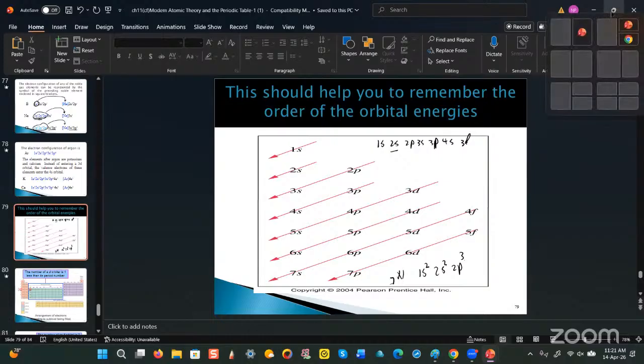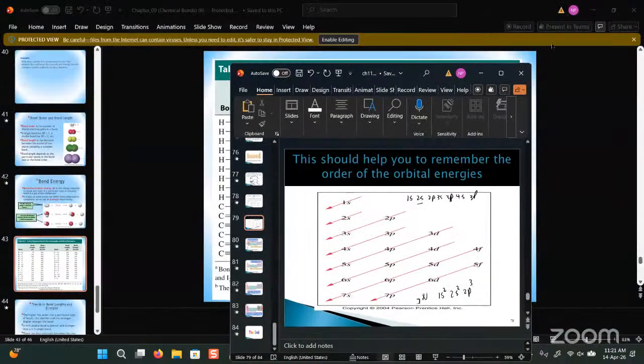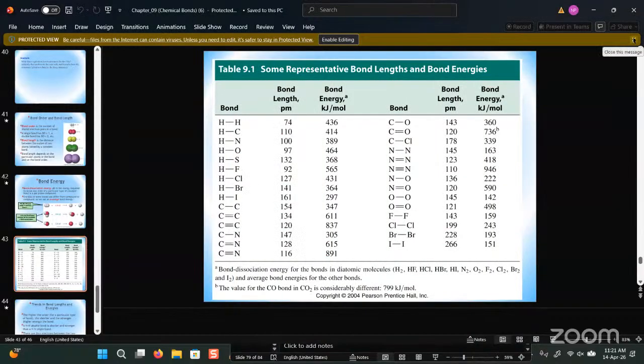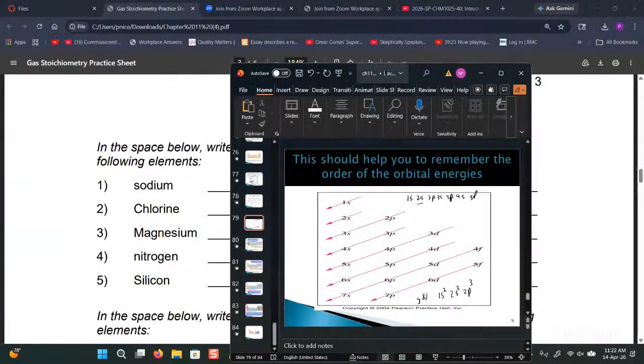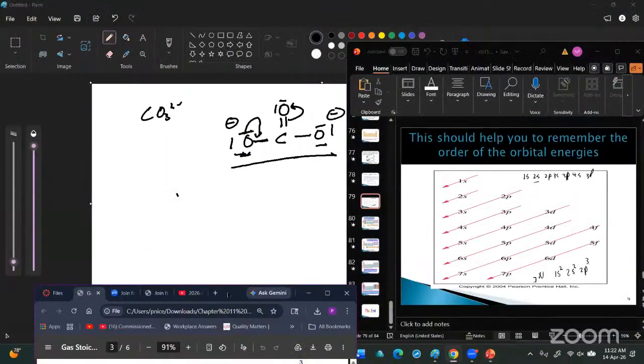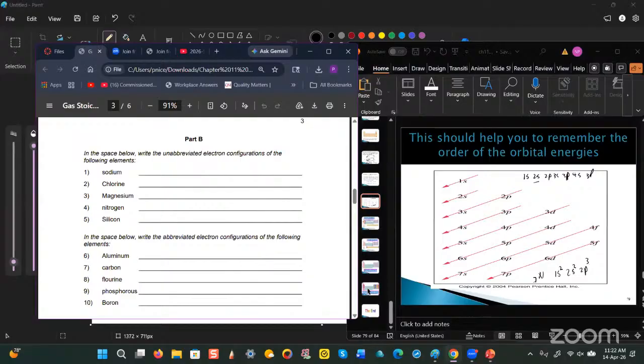So let me see if I can do a little split screen kind of thing. Okay, so we're going to use the chart here to get the full electronic configuration in the case of sodium. The first thing you do, of course, is go to the periodic table, look up the atomic number of sodium, which is 11, right? So we have 11 electrons to play with.